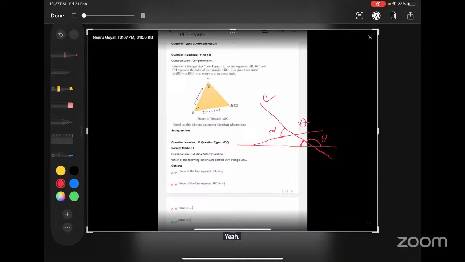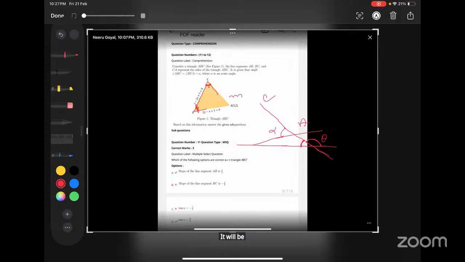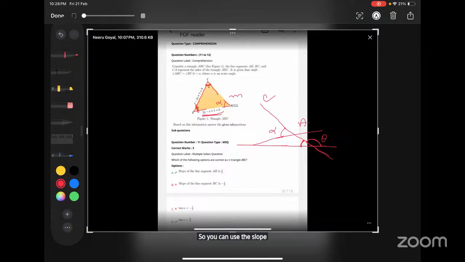This is also fine. So suppose this is the slope, we have the angle between this line and this line is alpha. It is lengthy, ma'am, but you just have to get the slope. This is also alpha. That means the angle between this line and AC is alpha. So you can use the slope to get an equation.